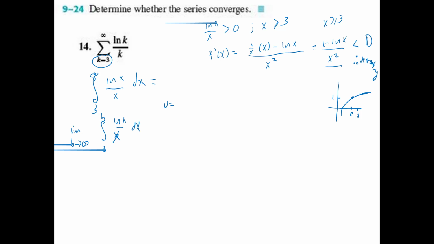We let u equal the natural log of x. du is 1 over x dx, right? And we go and make our substitutions. So then we end up with the limit as b goes off to infinity of the definite integral from 3 to b of the natural log of x becomes u, dx over x becomes du, and there we go. This has a pretty simple antiderivative.